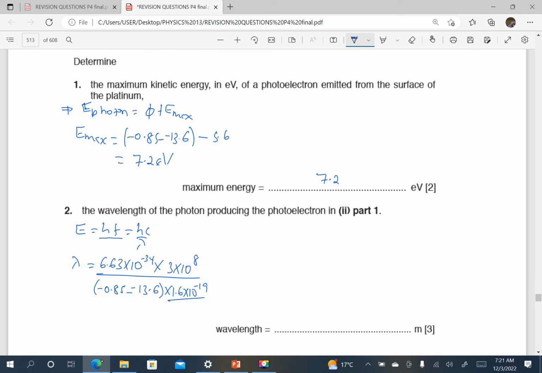So from my calculator, this is 9.8 times 10 power negative 8. Okay.